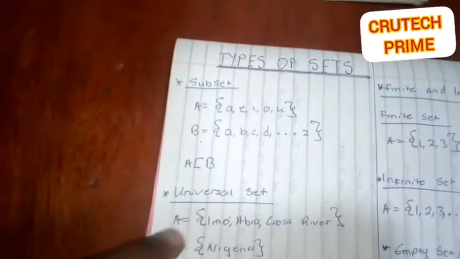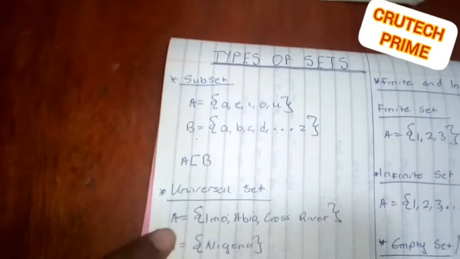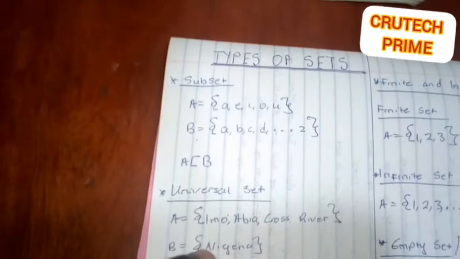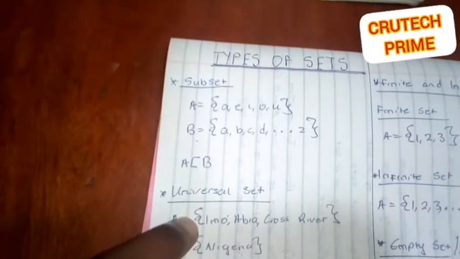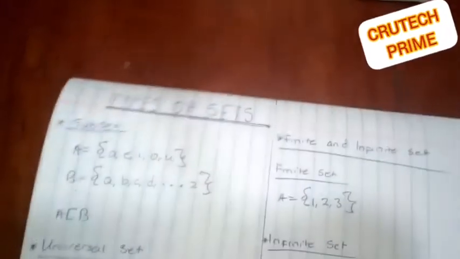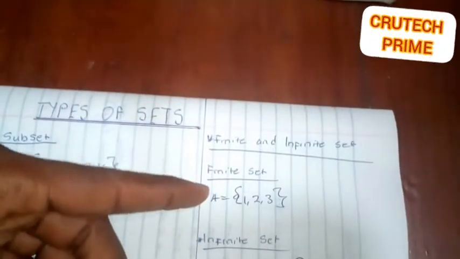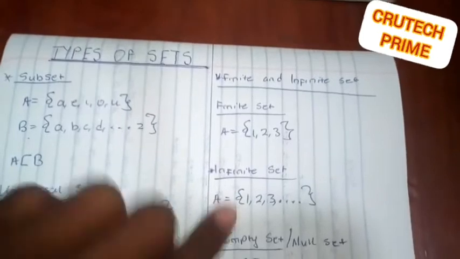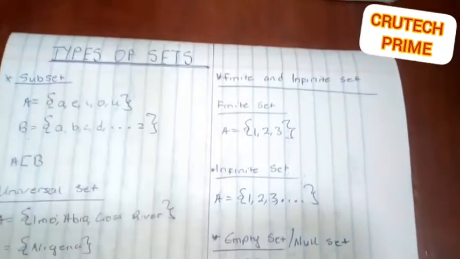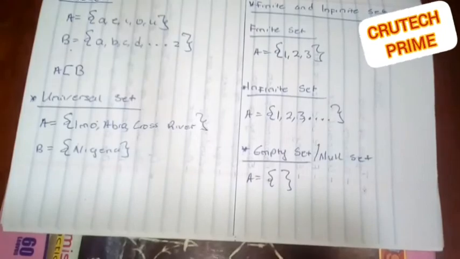Then universal sets. If we have Imo, Abia, Cross River as set A, then set B just has Nigeria. Now Nigeria is a universal set because it contains all the states. And then the next type of set, which is finite and infinite sets. Finite can be counted, infinite cannot be counted. The number of elements in an infinite set is not specific, but for finite sets, it is specific. A set is said to be empty if it has no elements. That will be all for the types of sets.